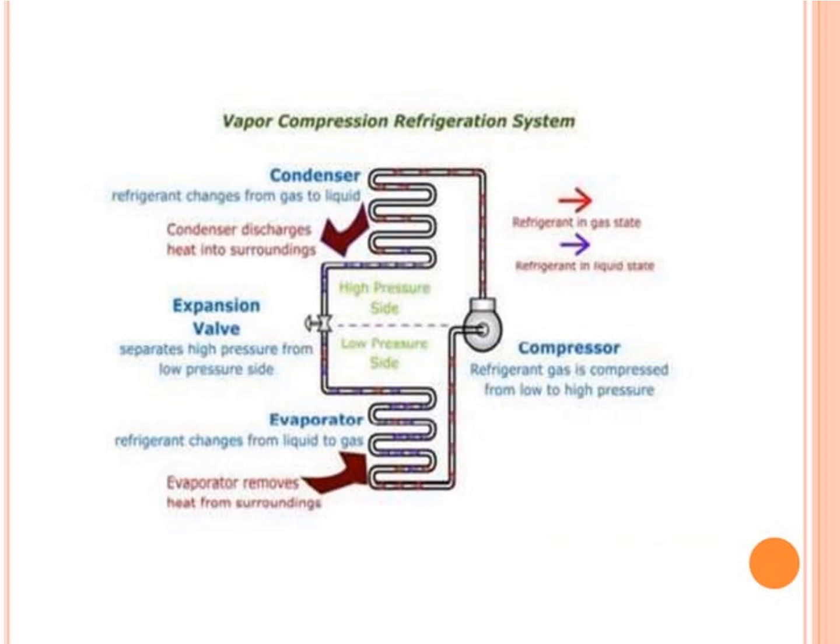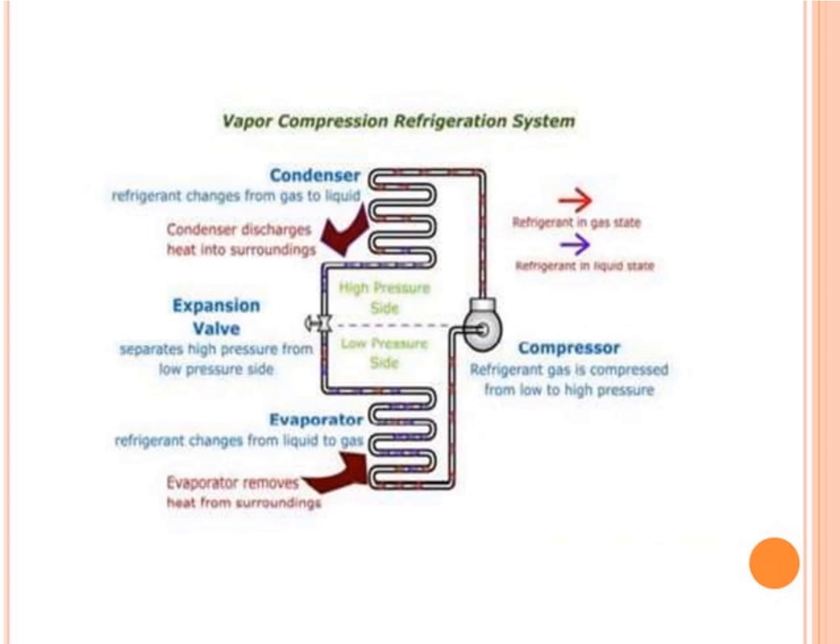So from the compressor the gas is sent to the condenser, and the condenser is used to cool it and convert it from gas to liquid, and then it is sent to the expansion valve. The expansion valve separates the high pressure side from the low pressure side, and it is sent to the evaporator, and the evaporator is used to convert the liquid into gas.